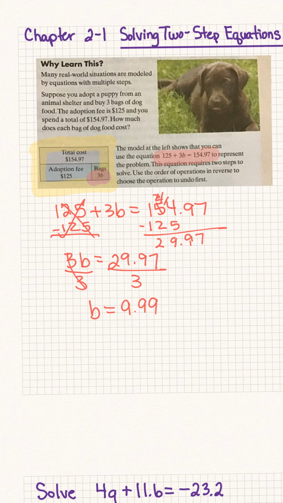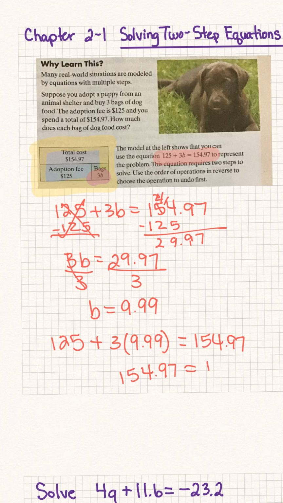You'll want to check yourself just to be sure. So 125 plus 3 times 9.99 is going to equal 154.97. And when you work that out, indeed, 154.97 does equal 154.97.